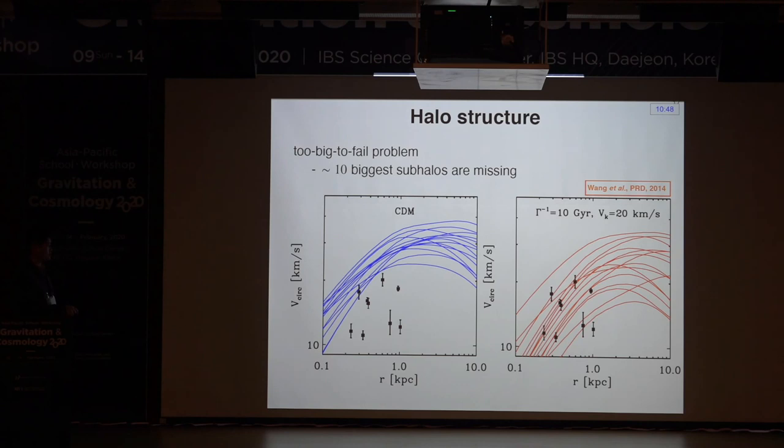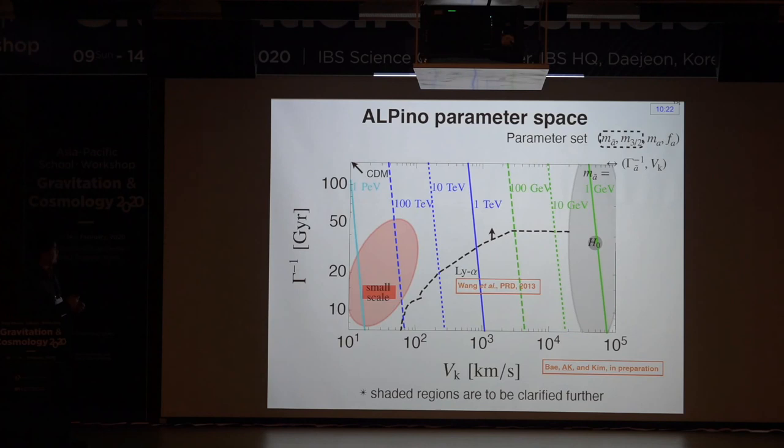And another way is changing the dark matter property, like decaying dark matter. If you have decaying dark matter, again, the dark matter particles move from the central region to the outside region, so it reduces the central circular velocity and can explain the observed rotation velocities in the dwarf satellite Milky Way galaxies. So, yeah, I explained many things, so let me summarize it in one plot. So lifetime and the kick velocity.